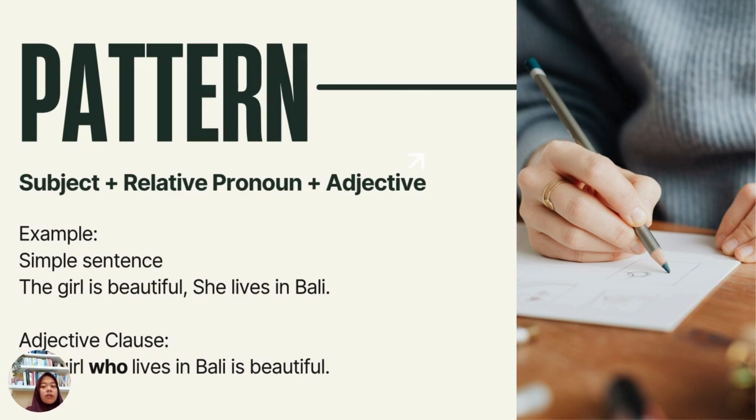Here is the basic pattern for forming an adjective clause, specifically for finite clauses. We can take a simple sentence and connect it to a main sentence using a relative pronoun. For example, we have two simple sentences: "The girl is beautiful. She lives in Bali." We can combine them using the relative pronoun who. The result is "The girl who lives in Bali is beautiful." The clause who lives in Bali now acts as an adjective describing which girl we are talking about.